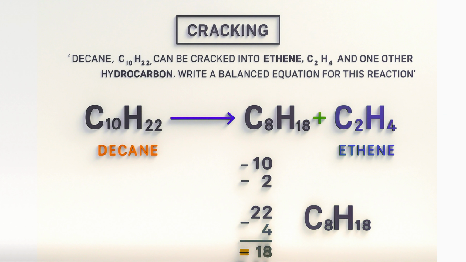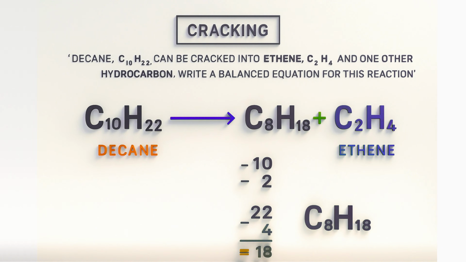Let's now walk through a worked example. Suppose decane, C10H22, is cracked to produce ethene, C2H4, and one other product. To write a balanced equation, we begin by writing what we know. Decane breaks down into ethene and an unknown hydrocarbon. To find the unknown, we simply subtract the atoms in ethene from those in decane. For carbon, 10 minus 2 equals 8 carbon atoms. For hydrogen, 22 minus 4 equals 18 hydrogen atoms. So the other product must be C8H18, which is octane. The complete balanced equation is C10H22 → C8H18 + C2H4.